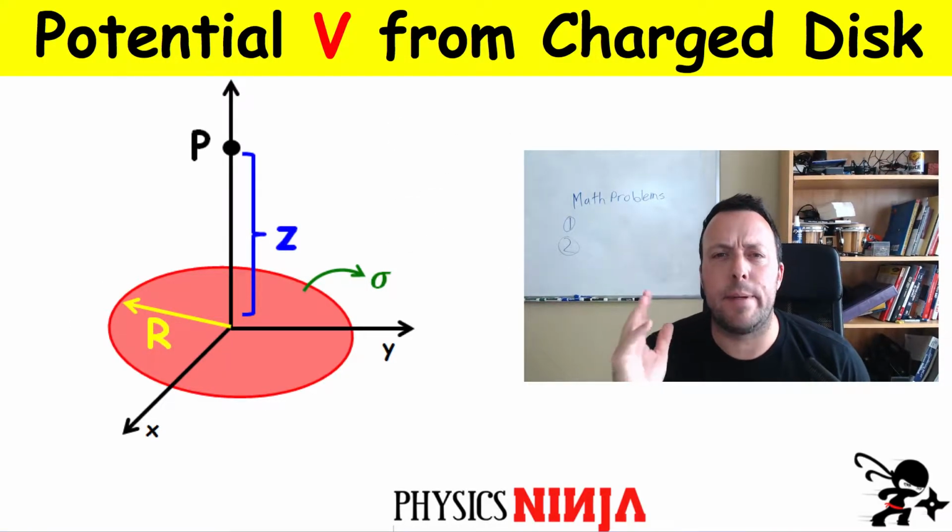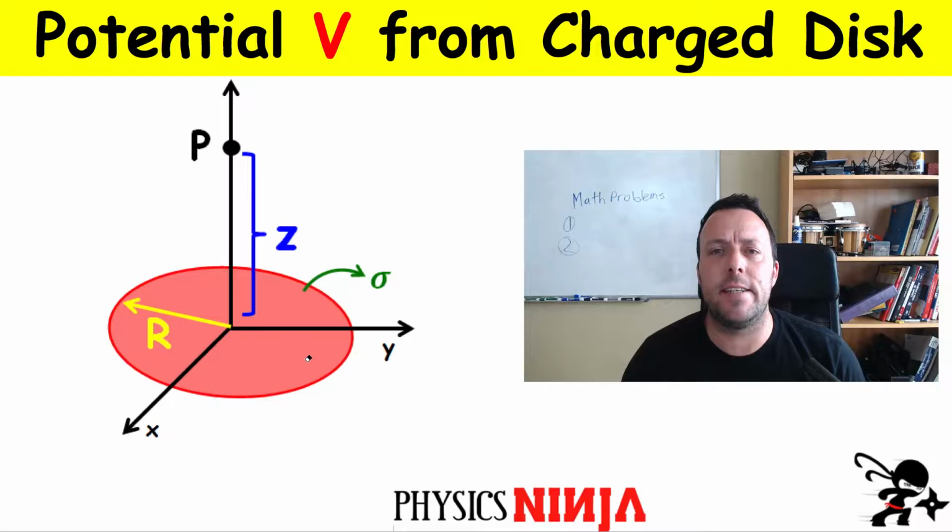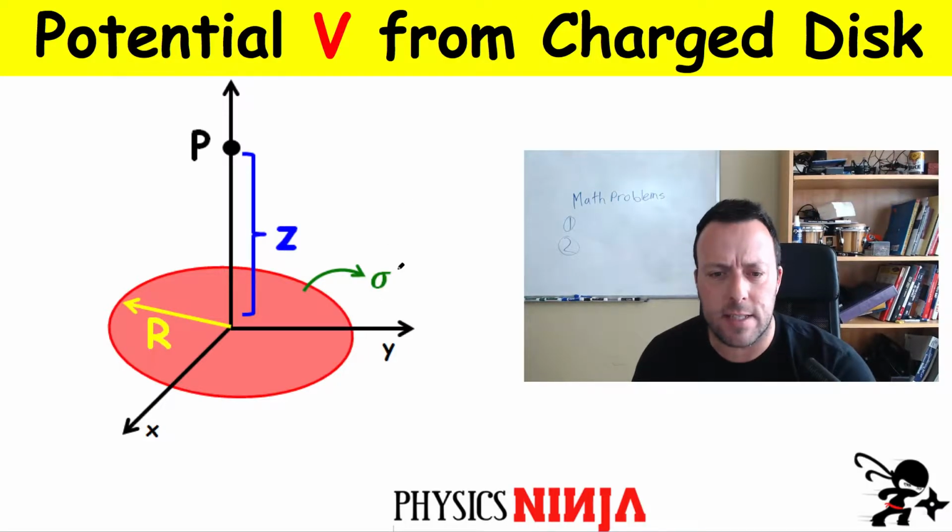Today I want to look at the potential V that's created from a charged disk. So here I have a disk and I've placed the disk in the XY plane. What I'm going to do to that disk is give it a uniform charge distribution. So that's the sigma over here. And again, this is going to be a constant charge distribution.